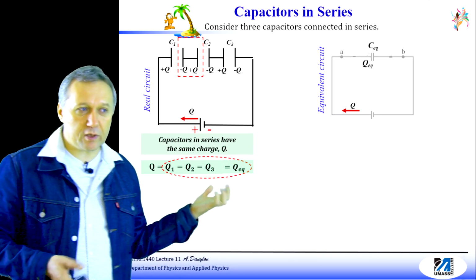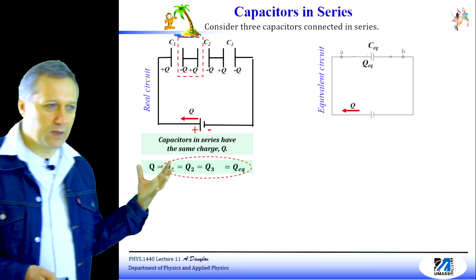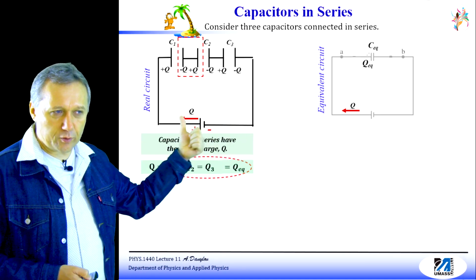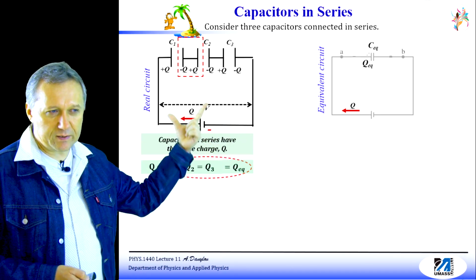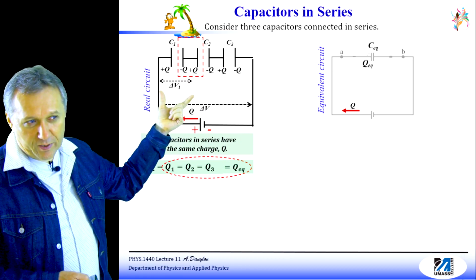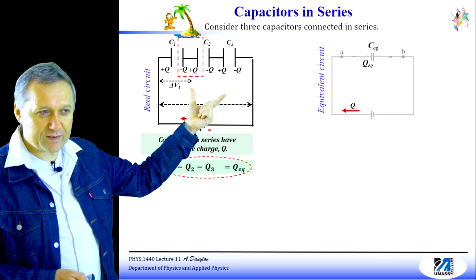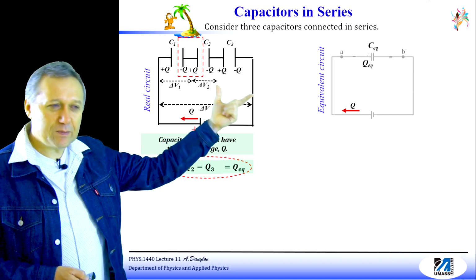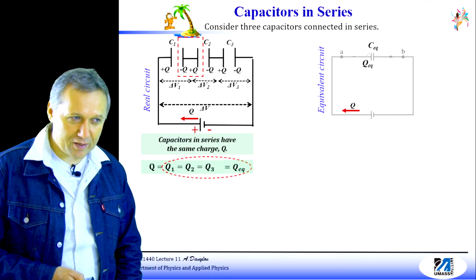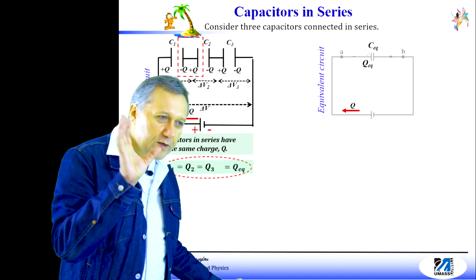So now we just need to look at delta V. And with delta V, it's very simple. Usually students have no troubles seeing that. So the total voltage drop across the whole circuit, which is provided by the battery, delta V, equals the potential drop across the first capacitor plus the voltage drop across the second capacitor plus the potential difference across the third capacitor.